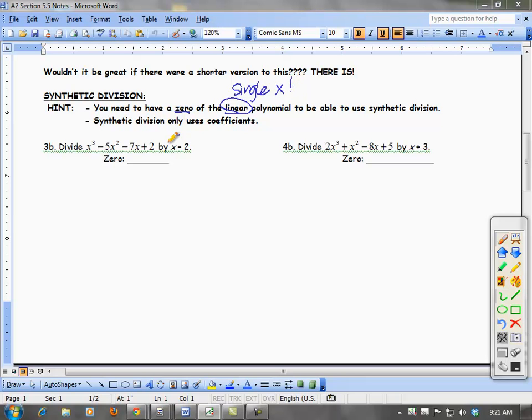So here's what I'm going to do. I'm going to take this x plus 2, and I'm going to set it equal to 0 so I can find its 0. Oh, let's start by actually putting the right one in. It was x minus 2. Now, in order to solve it, we add 2 to both sides. Therefore, my 0 is a positive 2.